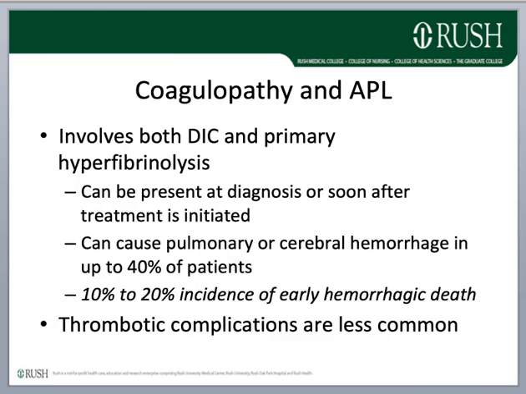The coagulopathy that's associated with APL is complex and involves both DIC as well as primary hypofibrinolysis, and it is either present at diagnosis or occurs soon after the initiation of cytotoxic chemotherapy. This complication constitutes a medical emergency because if it's left untreated, it can cause pulmonary or cerebrovascular hemorrhage, which occurs in up to 40% of patients. This has a 10 to 20% incidence of early hemorrhagic death. Thrombotic complications occur but are much less common.